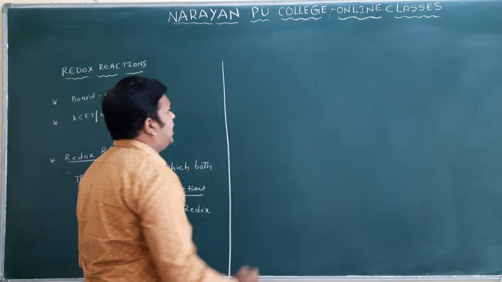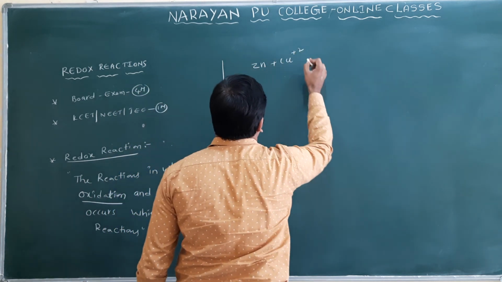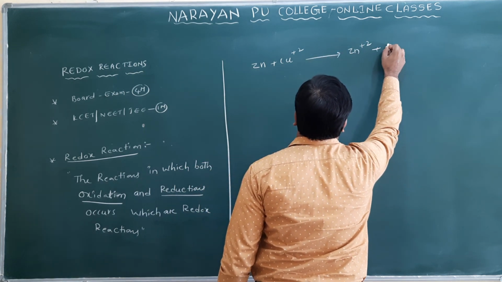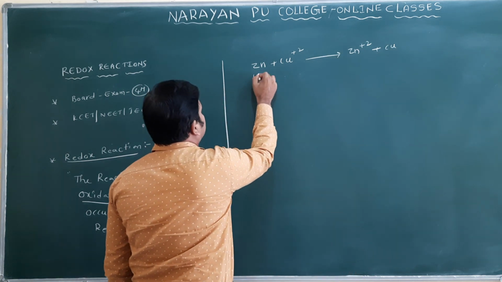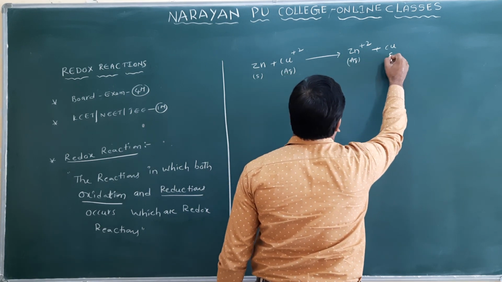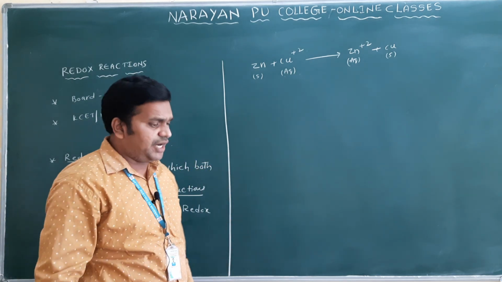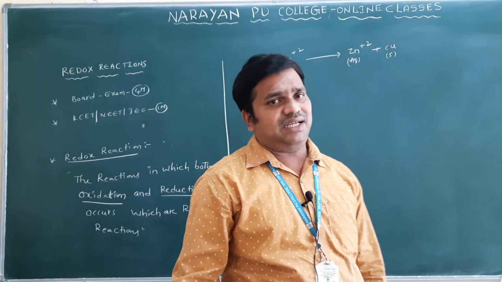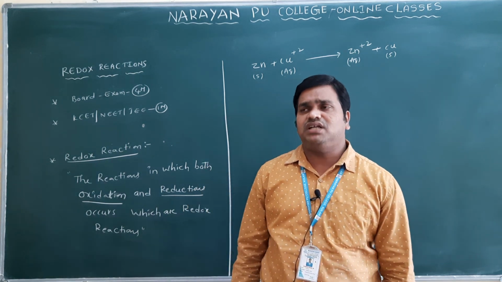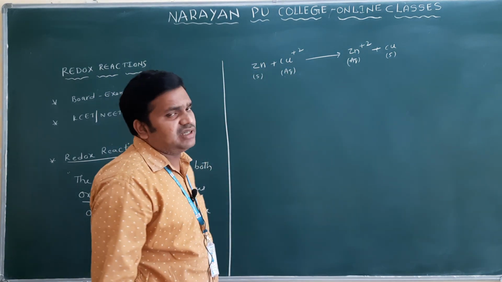Let us see one example. We have zinc and copper: Zn plus Cu2+ gives rise to Zn2+ and Cu. Zn is a solid, Cu2+ is aqueous, Zn2+ is aqueous and Cu is a solid. This is one chemical reaction. In this we have to identify the oxidation and reduction. If oxidation and reduction take place simultaneously in the reaction, that reaction is called a redox reaction. Let us see the oxidation part and the reduction part.